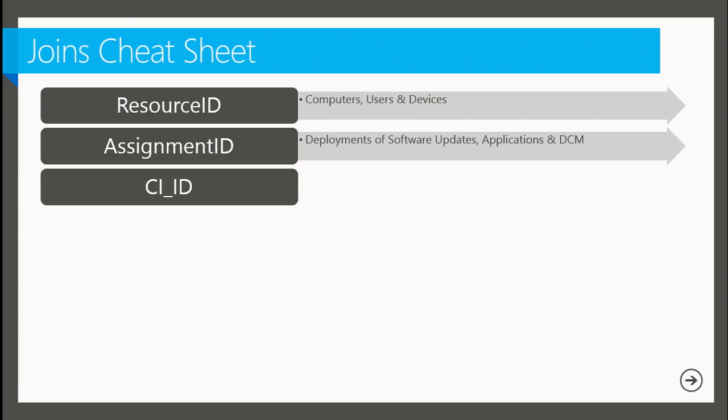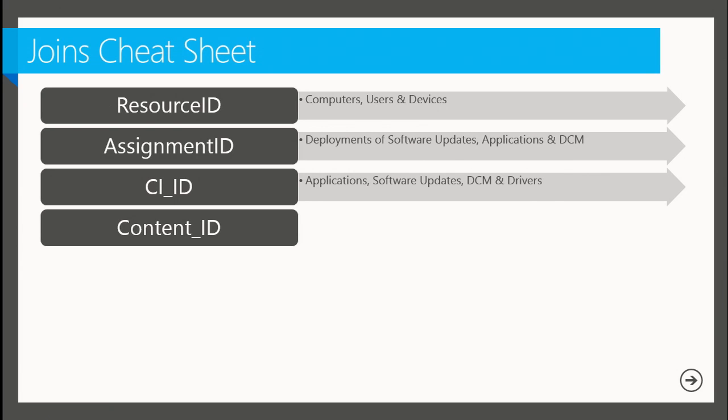CI IDs. We'll talk about this a little later on, but a CI is a configuration item. Everything in Config Manager for applications, software updates, DCM, and drivers are CIs. All right? Everything is a CI for those object types. Content IDs trace back to CIs. So when you look at an update or a driver in Config Manager, it has associated content with it that maps it to a package. The content ID is what does that mapping between a CI and a package.